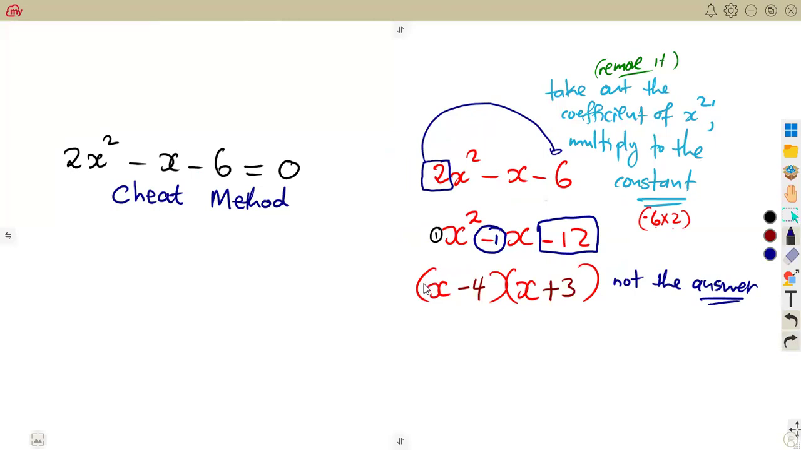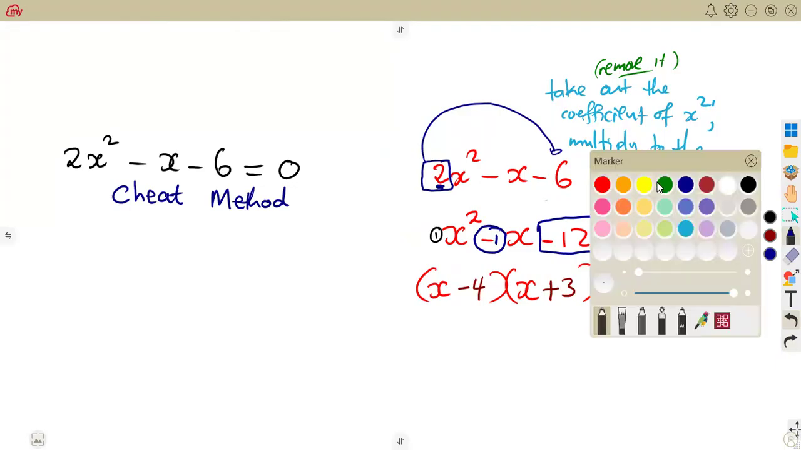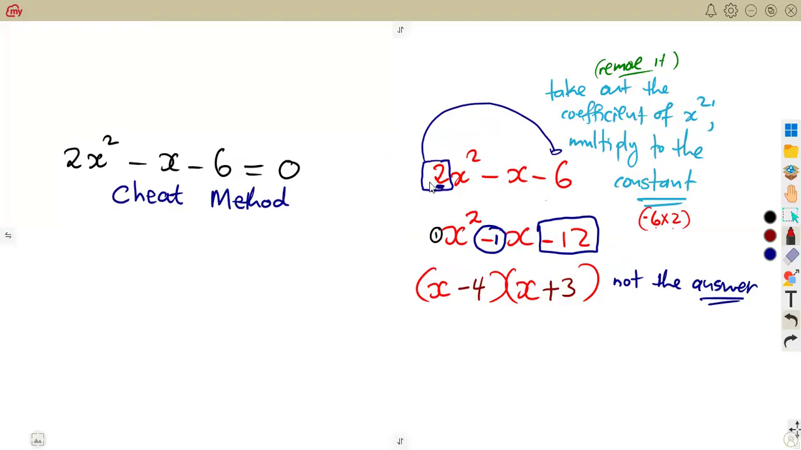So how are we going to now obtain the final answer? This is what you're going to do. Remember, you took away the 2 here. This number that you removed, bring it back. Multiply the coefficient of x. This 2 that you removed, you bring it back. So this time we are going to bring it back.